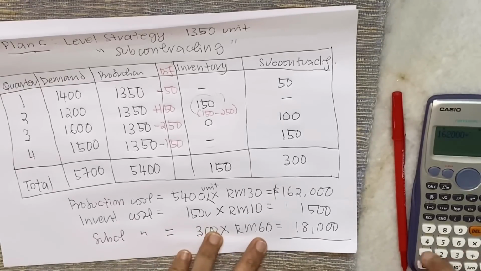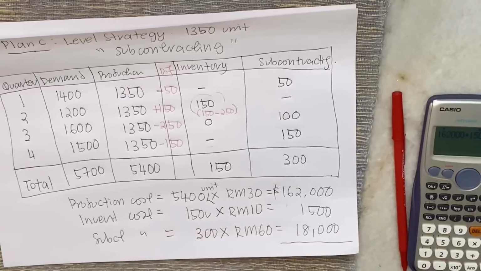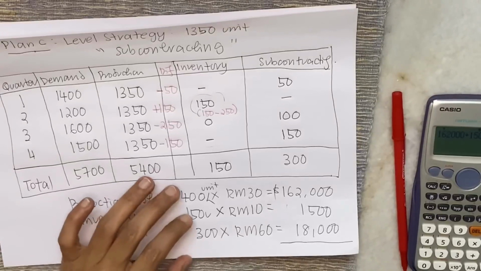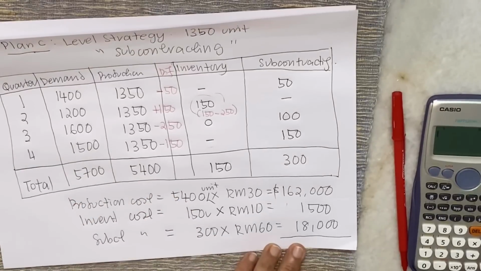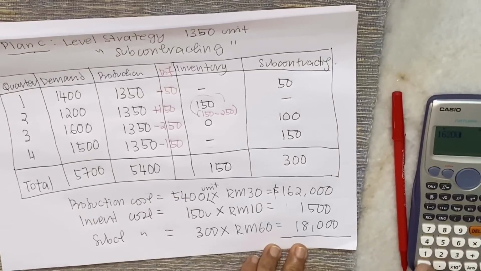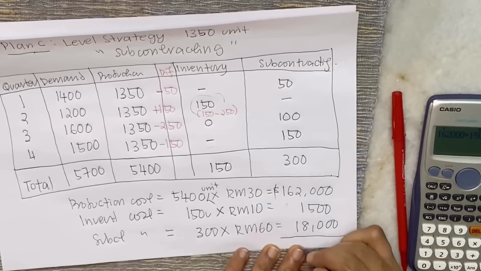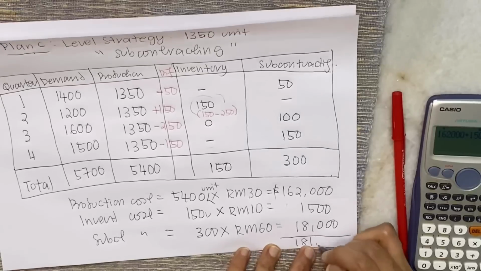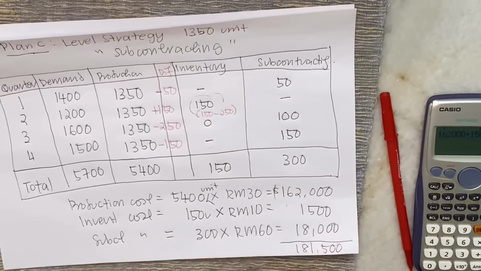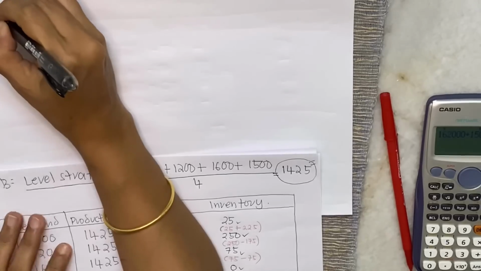162,000 plus 1500 plus 18,000 is equivalent with 183. Betul ke saya kira ni? 162,000 tambah 1500 tambah 18,000. 181,500. So go to the question D lah.